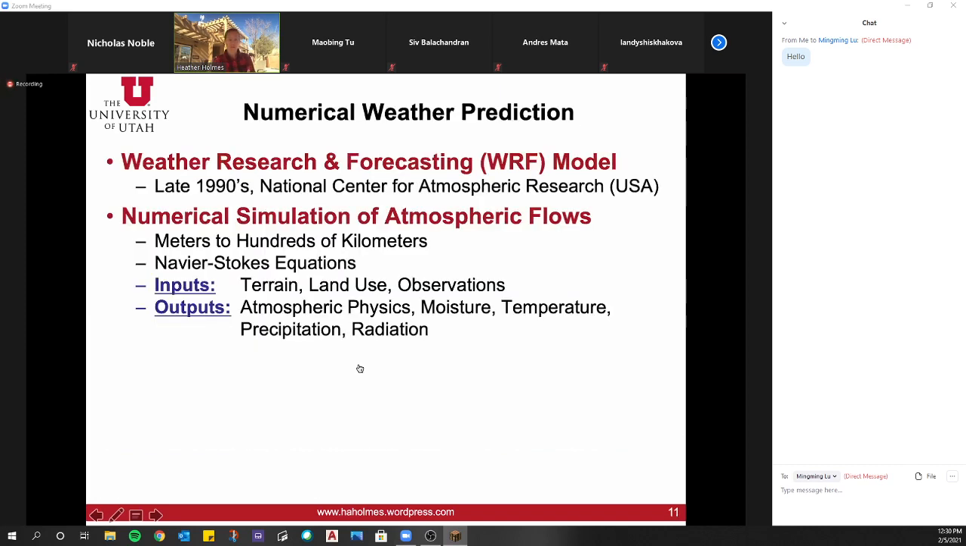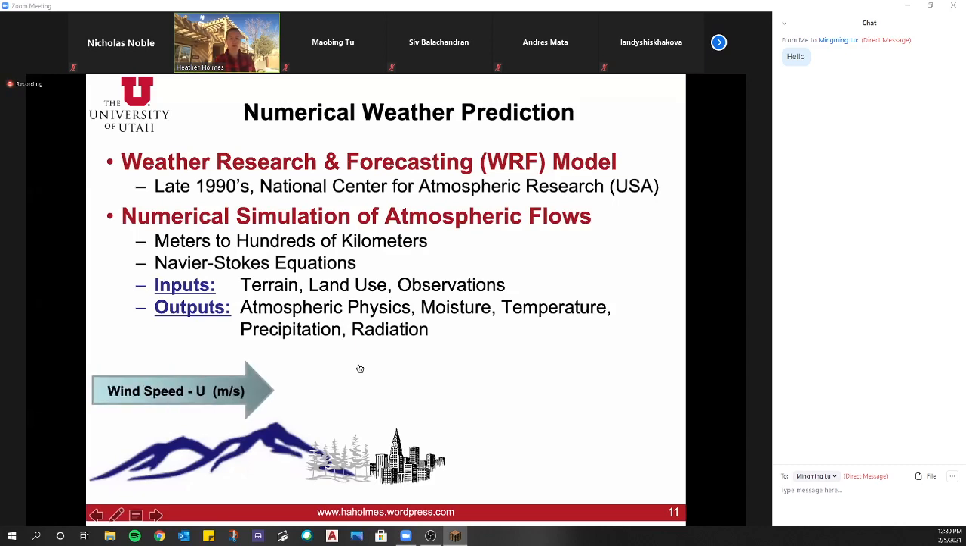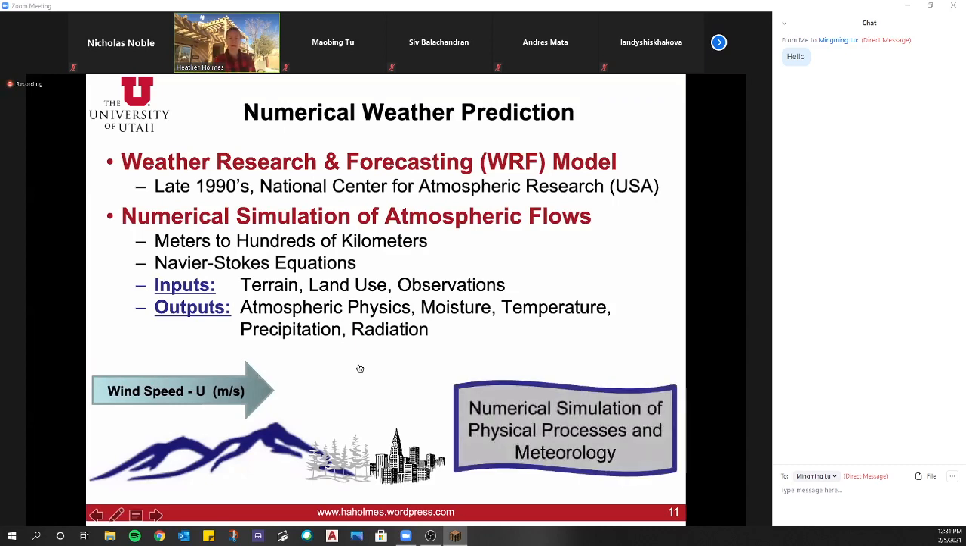What goes into that chemical transport model is a lot of different types of atmospheric models. So the first thing we need to know is all of the physics, and we use a numerical weather prediction model for that. My group uses the WRF model, and this model is essentially using inputs such as terrain and land use information, and we can use observations to try and calibrate the model. And it's trying to solve the Navier-Stokes equations. They're heavily parameterized to give you all of the wind speed information throughout your domain. And the outputs of this model give us a simulation of all the physical processes occurring in the atmosphere.